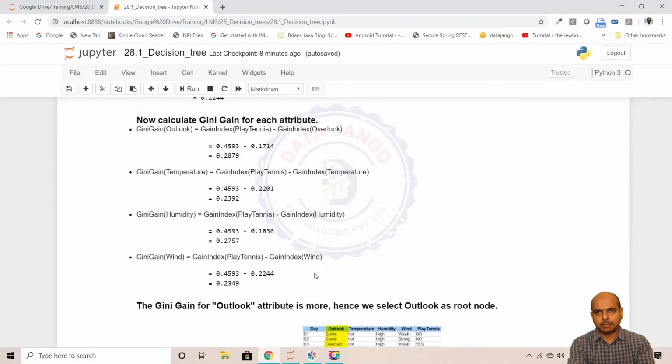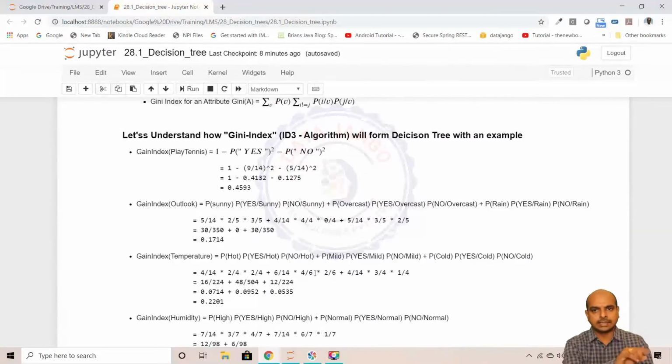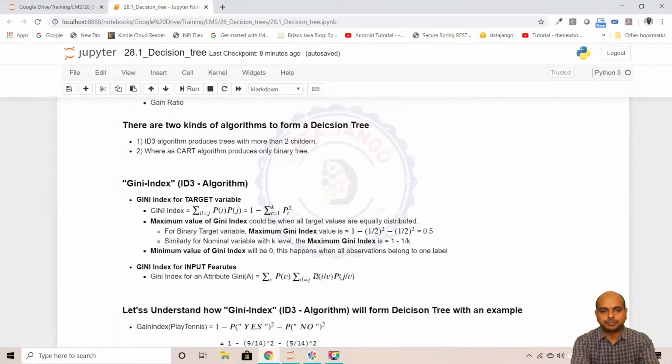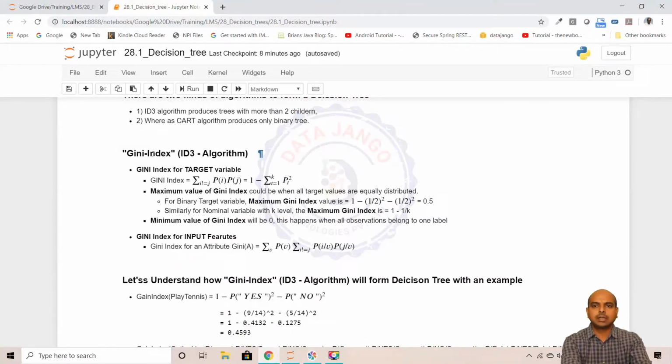For explanation purposes I have chosen the ID3 algorithm, but scikit-learn uses the CART algorithm to split the data. Anything is fine, we just need to understand how exactly the algorithm works. So there are formulas for Gini index, information gain and gain ratio.